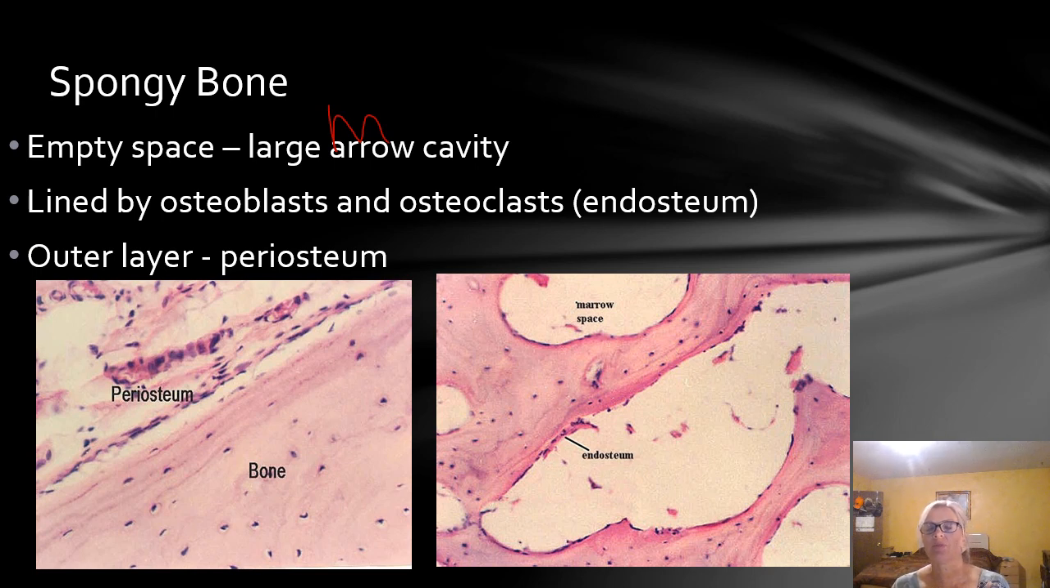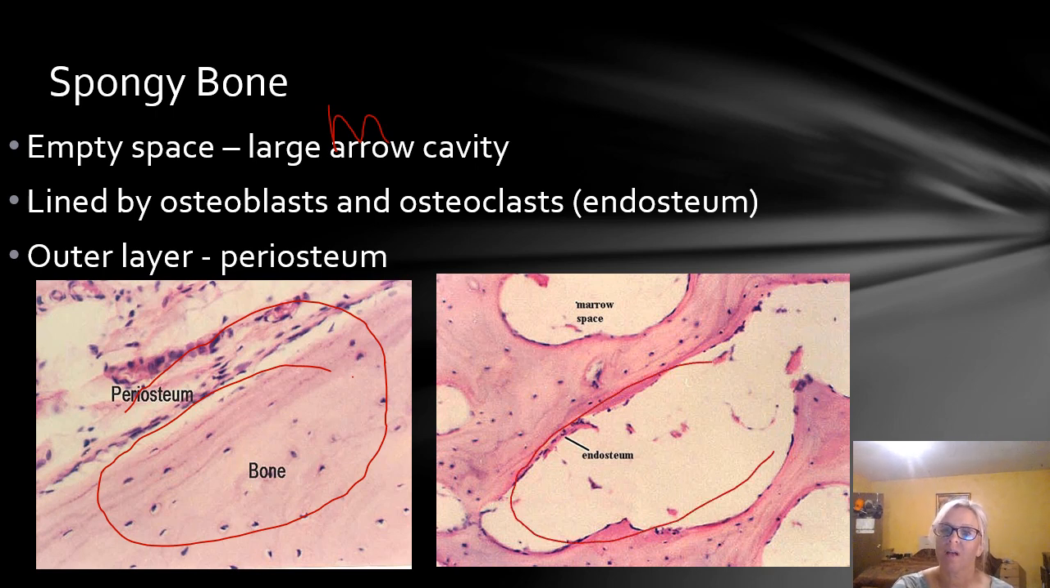And so you will have to look at a few of these slides, but it is still pretty easy to recognize it as spongy bone, because spongy bone is kind of like a sponge. It's got lots of openings and hollow chambers in it for that marrow.